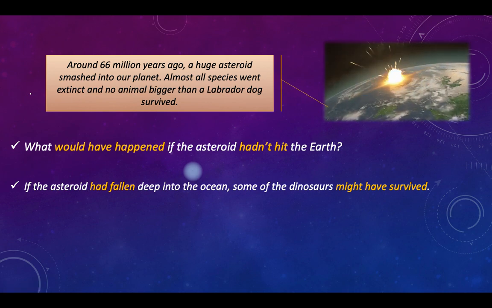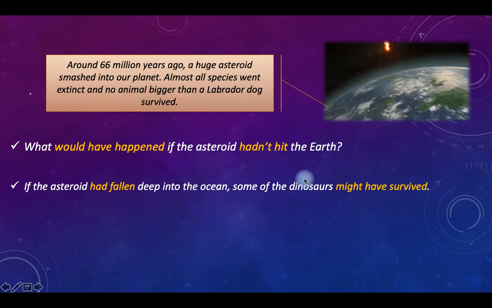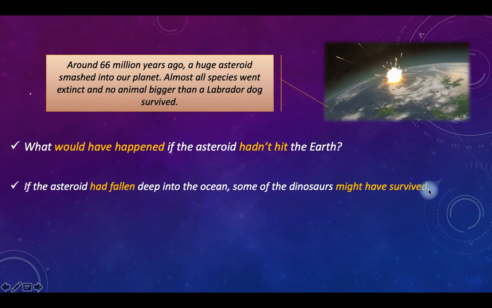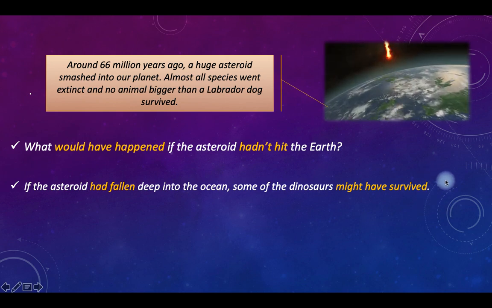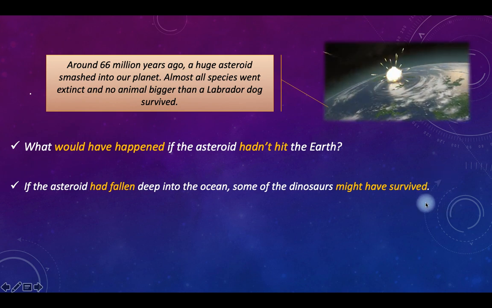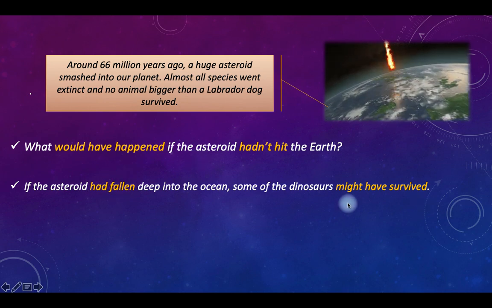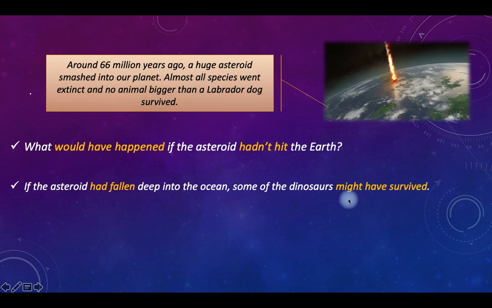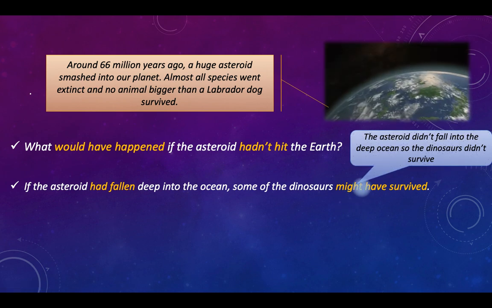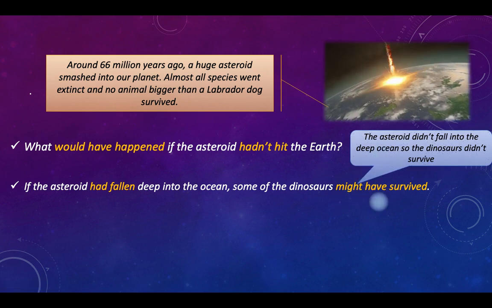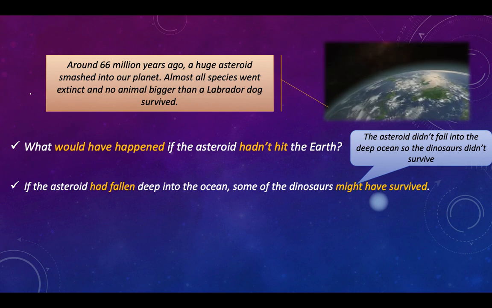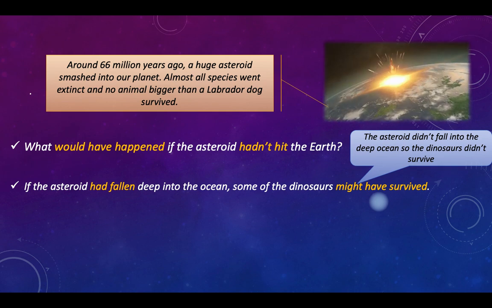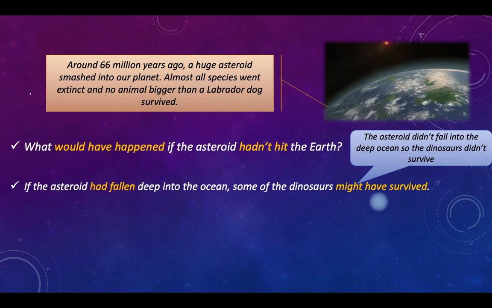If the asteroid had fallen into the ocean, some of the dinosaurs might have survived. This is what some researchers have been saying. Had fallen, might have survived. This is the third conditional again. What we're trying to say is that the asteroid actually didn't fall into the deep ocean, so the dinosaurs didn't survive.